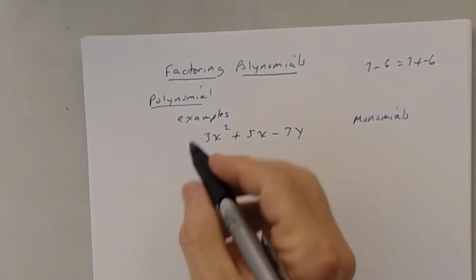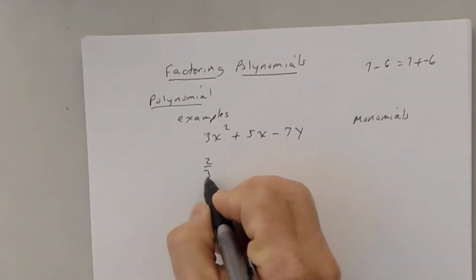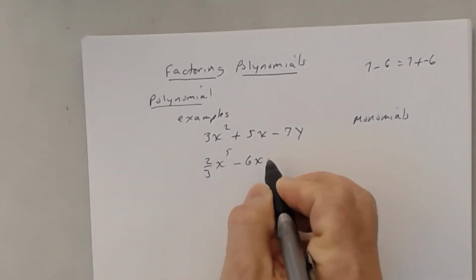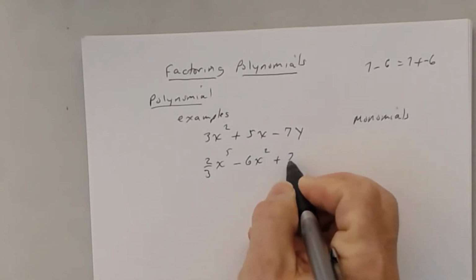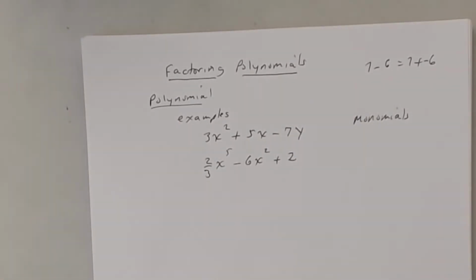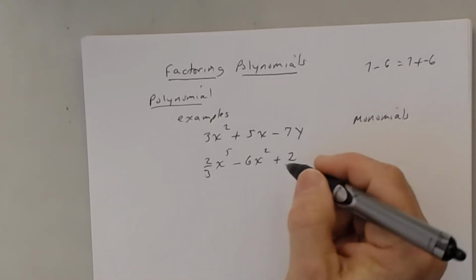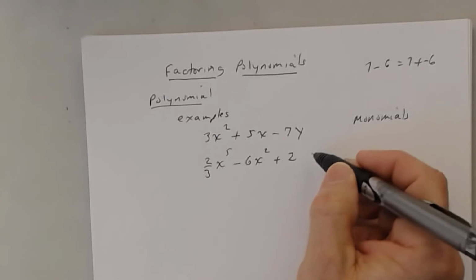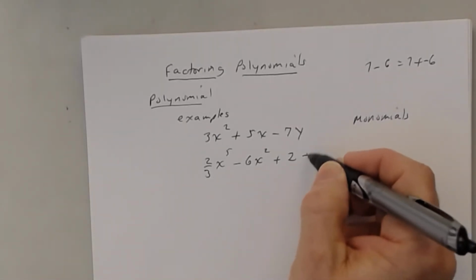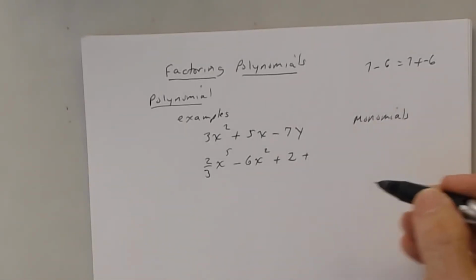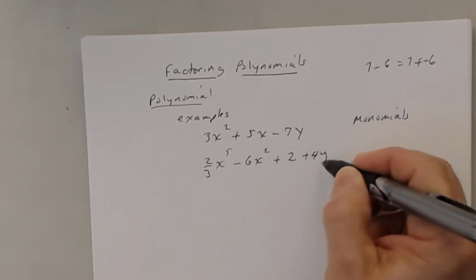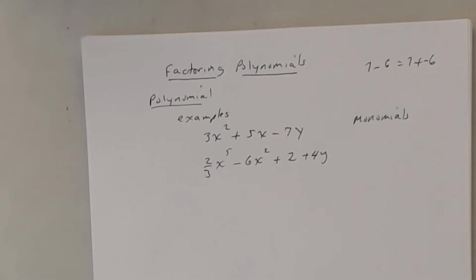All right. Another example would be something like 2/3 x to the 5th power minus 6x squared plus 2. And I should not have listed the same amount of terms. I don't want you to think that a polynomial only has 3 terms. Poly means many, so it can have many terms. All right, so how many terms did I just write? 4.